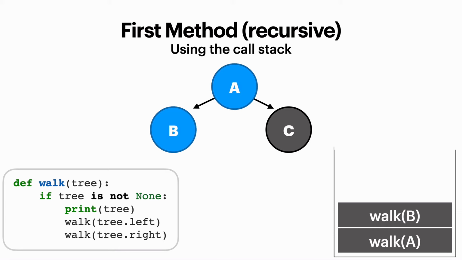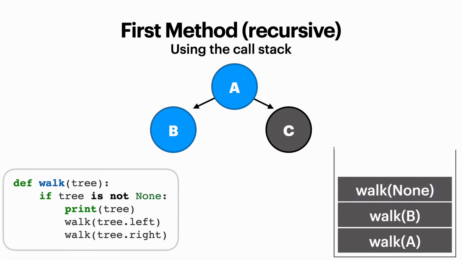Now we're in the middle of our call to B, and we're going to call walk tree.left on B. But you can see B has no children, so its 2 children are just going to be null values. In Python, null is called none. So if we look at the call stack, we'll see that we've called walk and we've passed in none, so it's just going to return and then it will be popped off the call stack. Every time a function is called, it is pushed onto the call stack, and every time it returns, it is popped off the call stack.